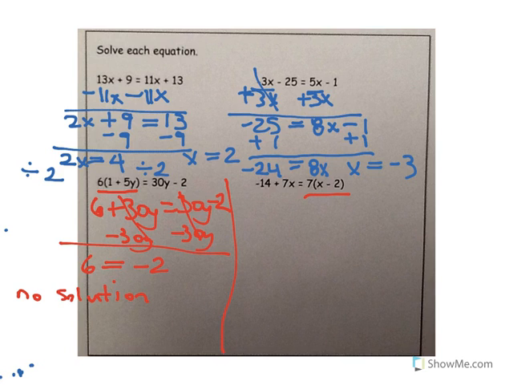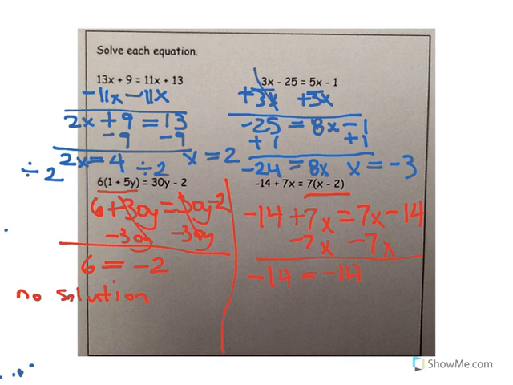So in this problem, what we've got is negative 14 plus 7x is equal to 7 times x minus 2. And the thing about this one is that if we distribute that 7, we're going to end up with negative 14 plus 7x is equal to 7x minus 14. So if I subtract 7x from both sides, I end up with negative 14 is equal to negative 14.